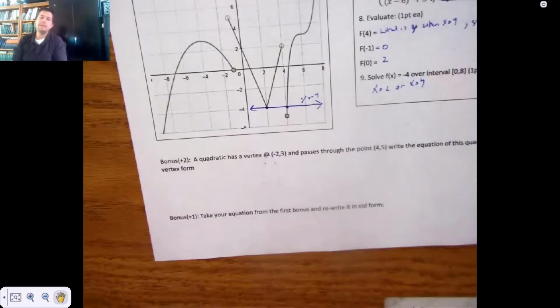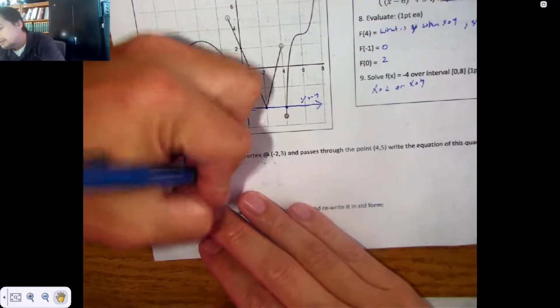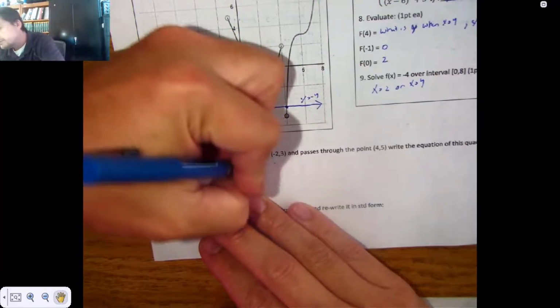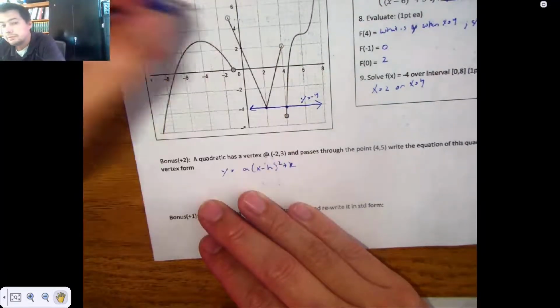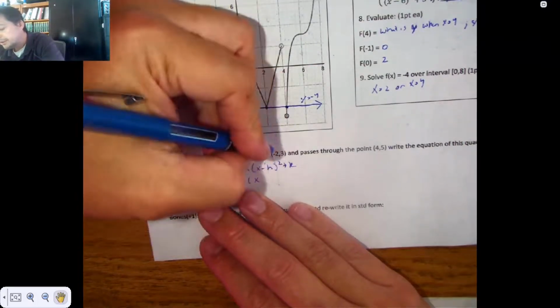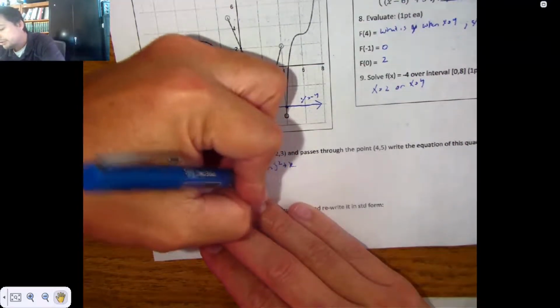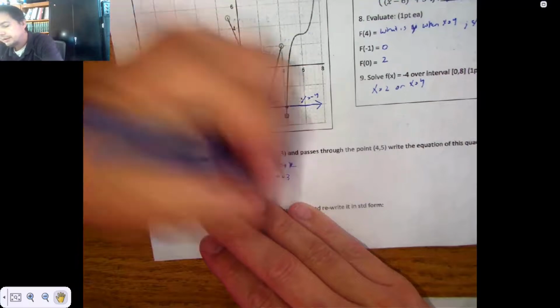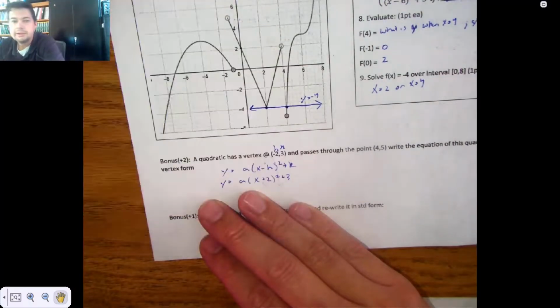And then the bonus. A quadratic has a vertex at negative 2, 3 and passes through the point 4, 5. So I'm going to use the form a times (x minus h) squared plus k, and I'm going to plug some stuff into it. I'm going to plug in a negative 2. If I take away a negative 2, I get a positive, and then the 3. So this is h and k, and I plugged it in.